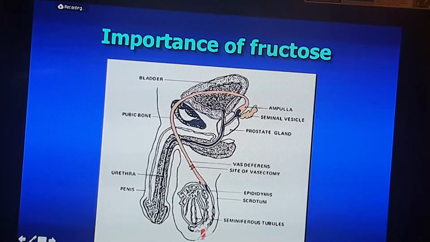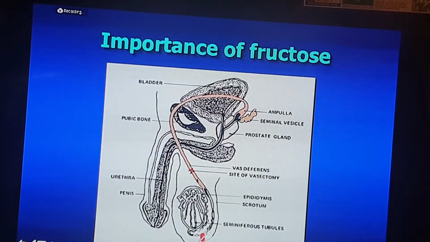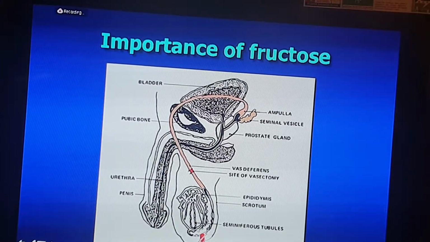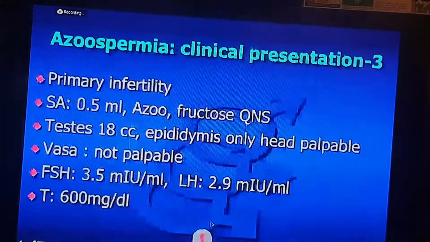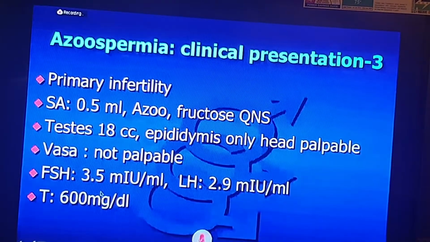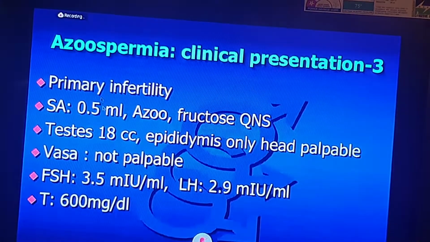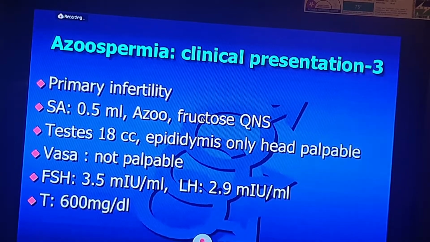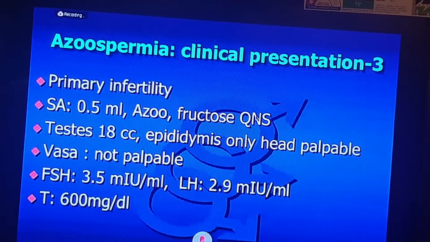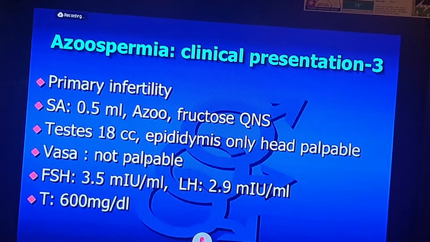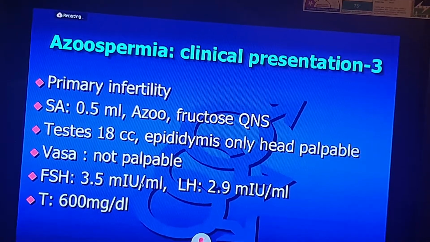On the other hand, if a man has a block in the epididymis or the vas, fructose will still be present. So this would be a typical case. Azoospermia, low volume, fructose negative or fructose quantity not sufficient. And on examination, the vas are not palpable, hormones normal, no further evaluation is needed.